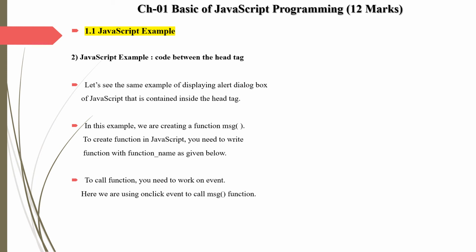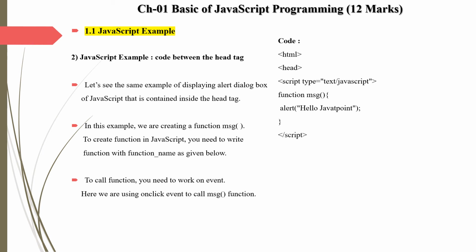So the code for the example is: first we create the HTML tag, then we define the head tag, and inside the head tag we define the script tag. Then we create one function message. Inside the function we create one alert box by the method alert, and we pass the string "hello Javatpoint". Then we close the function and the script tag, then we close the head tag. Then we define the body tag. Inside the body tag we display one message, "welcome to JavaScript".